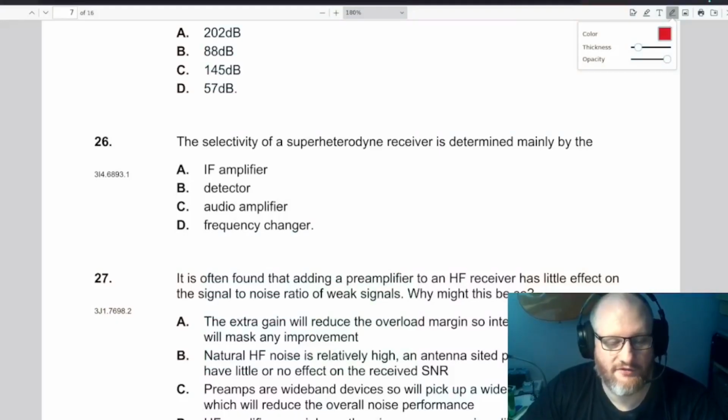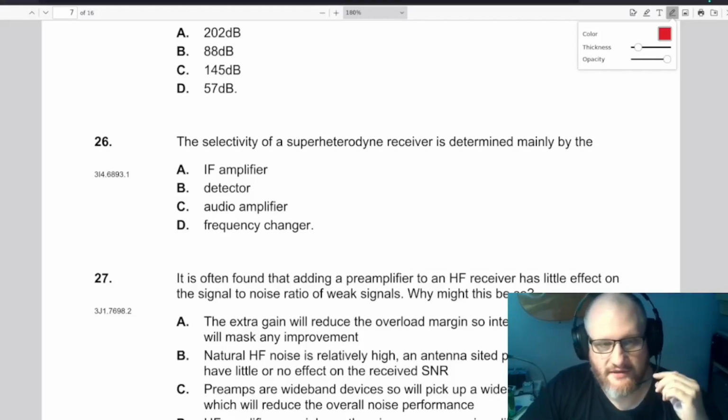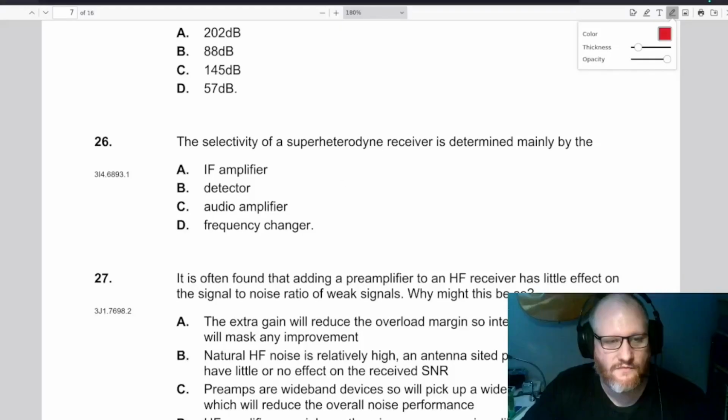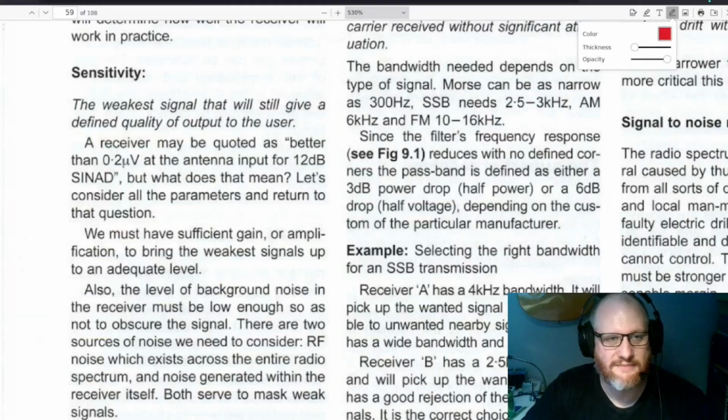Today we're looking at the full license mock examination number 1, version 1.6, and we've reached question 26, which reads, the selectivity of a superheterodyne receiver is determined mainly by the A, IF amplifier, B, detector, C, audio amplifier, or D, frequency changer. So we're being asked about the selectivity of this superhet receiver, and let's flip over to the full license manual and remind ourselves about what that term means.